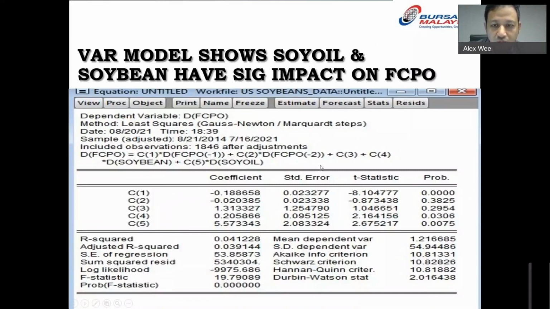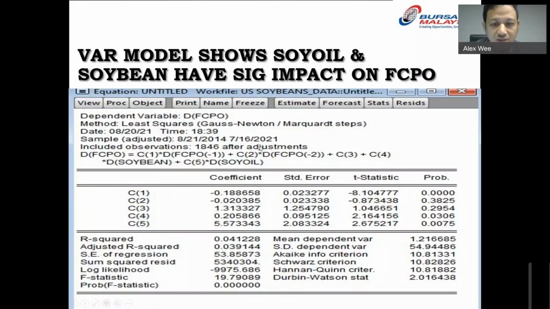Okay, as you can see from here that C5 and C4 are very, very significant. Why? Because the p-value is less than 0.05. What is C4? C4 is soya bean. What is C5? C5 is soy oil. So that tells you that if you want to predict FCPO, you can actually put an intermarket model with an input, which is soya bean and soy oil, and you can see the D here means they are stationary data and they are very significant to predict FCPO price.